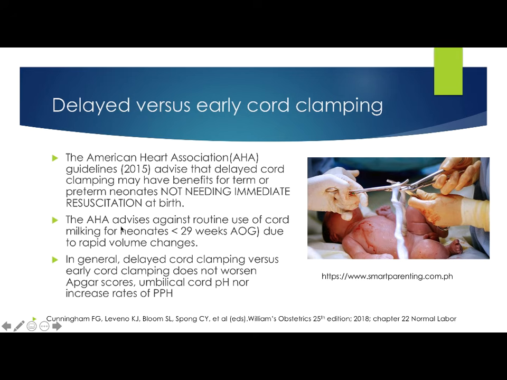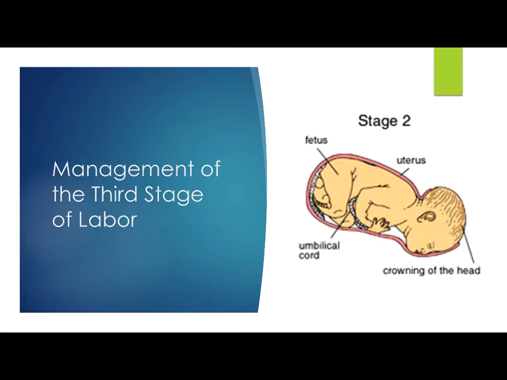The AHA advises against routine use of cord milking for neonates less than 29 weeks AOG due to rapid volume changes. In general, delayed cord clamping versus early cord clamping does not worsen Apgar scores or umbilical cord pH, nor increase rates of postpartum hemorrhage. Now let's go to the management of the third stage of labor.